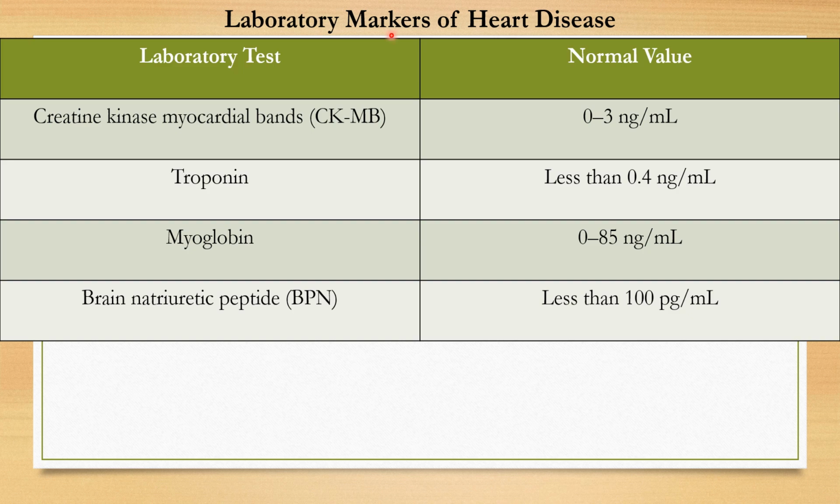Next are laboratory markers of heart disease, which include CK-MB or creatine kinase myocardial band, troponin level, myoglobin and brain natriuretic peptide or BNP. The value of CK-MB is 0 to 3 nanogram per ml. The troponin level must be less than 0.4 ng per ml. Myoglobin level 0 to 85 nanogram per ml. BNP must be less than 100 pg per ml.